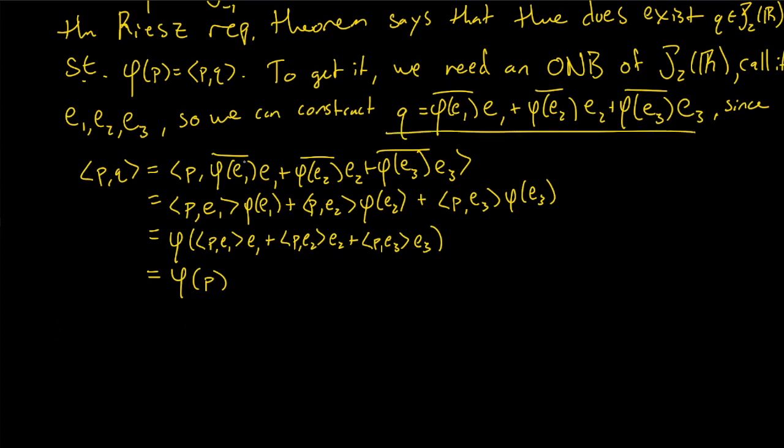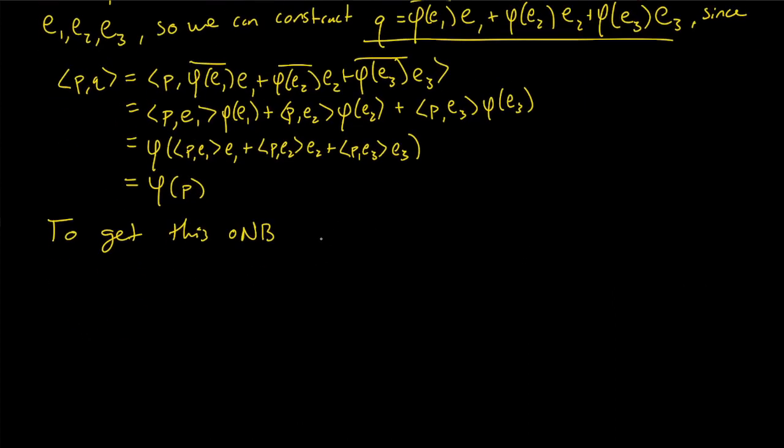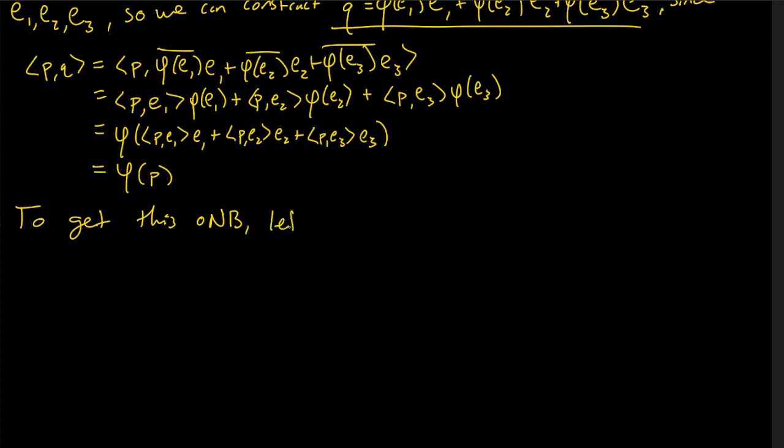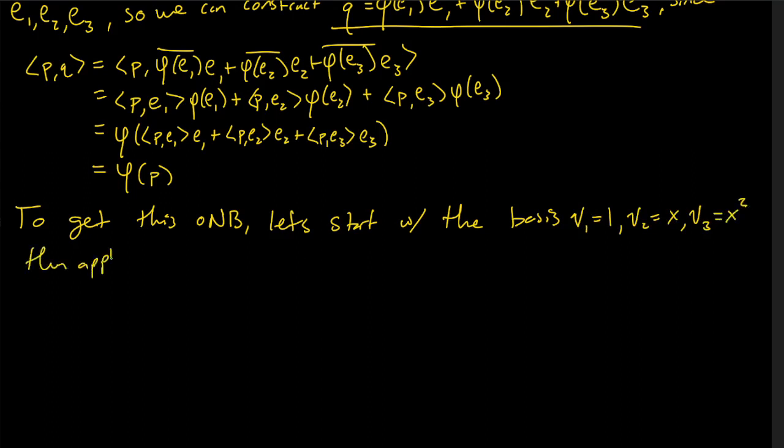And in fact, you can verify that Q works just on a purely symbolic level without even knowing what it is. So let's build this orthonormal basis. To get this ONB, or any ONB really, let's start with the basis. Let's say V1 is equal to 1, V2 is equal to x, and V3 is equal to x squared. Then apply the Gram-Schmidt process.